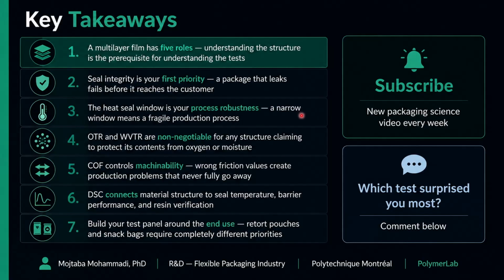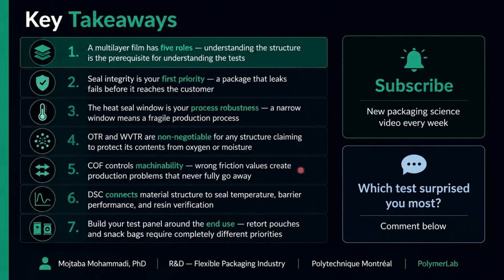Three: the heat seal window is your process robustness. A narrow window means a fragile production process. A wide window means you can absorb machine variation, seasonal temperature changes, and lot-to-lot film differences without a single out-of-spec seal. Four: OTR and WVTR are not negotiable for any structure claiming to protect its contents from oxygen and moisture. A claim without a measured number is not a specification.